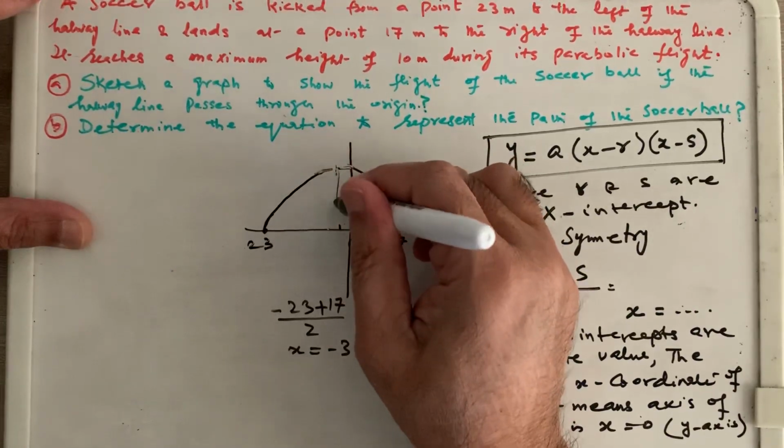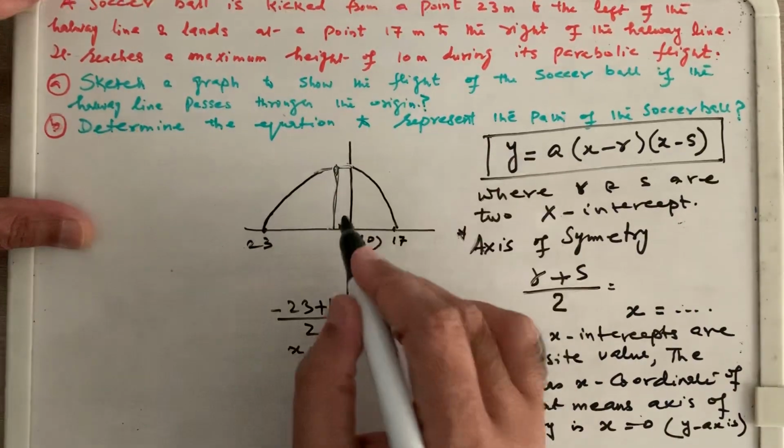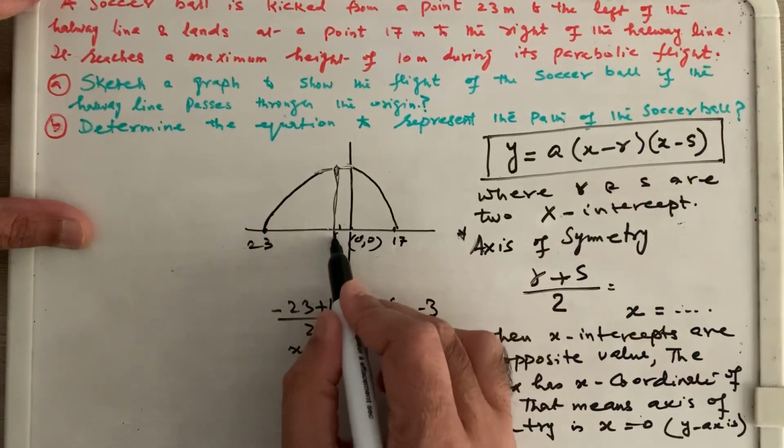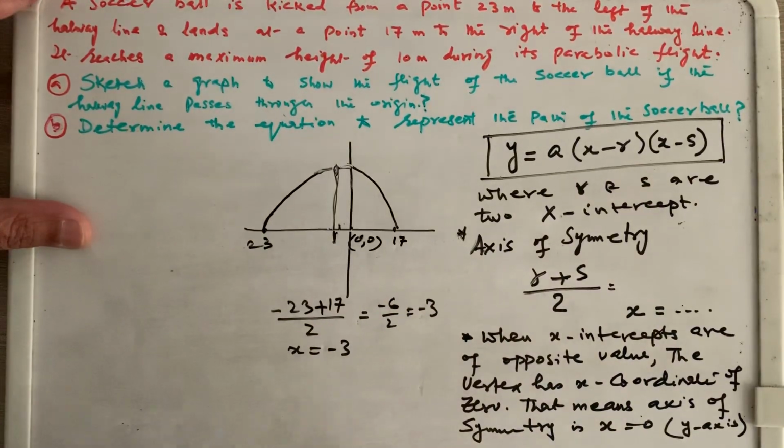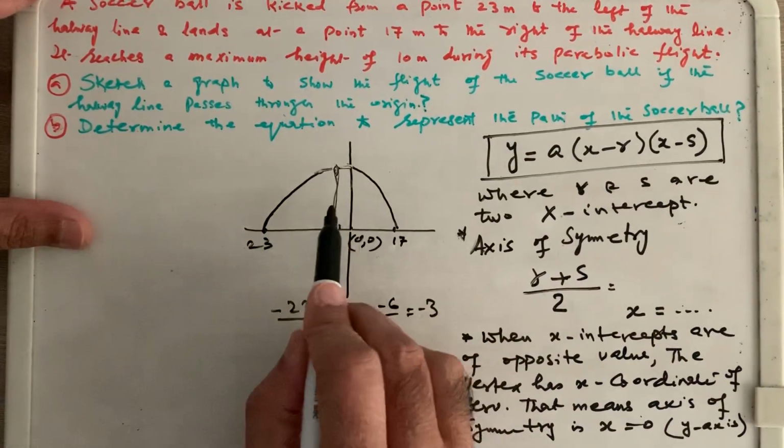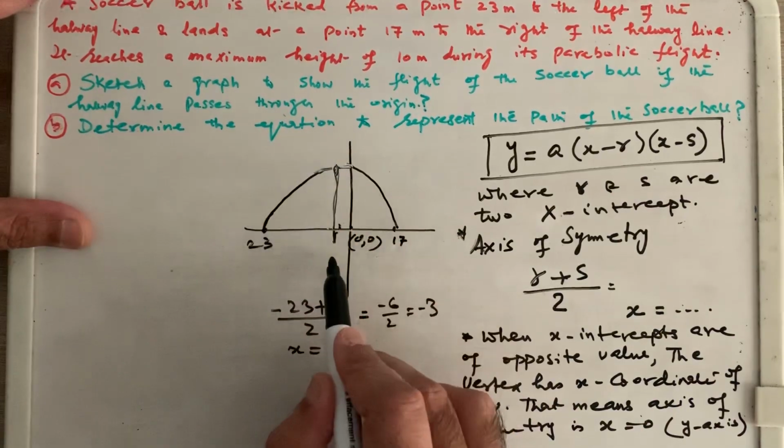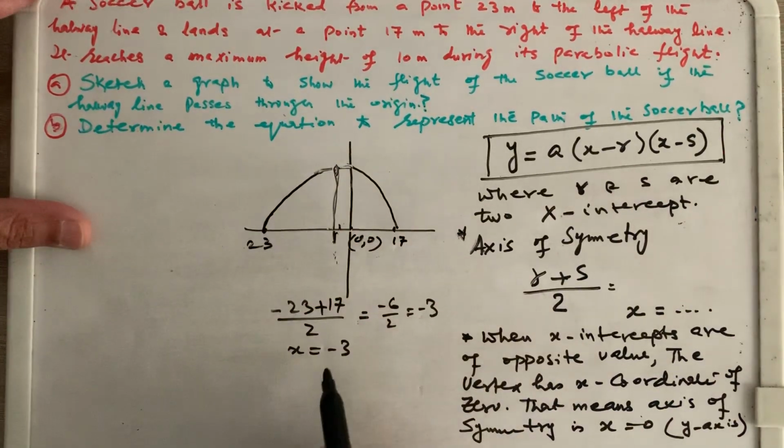Okay, it's a rough graph, right? So this is my minus 3. Now every point of the parabola lies mirror to this axis of symmetry. So I have my axis of symmetry and I draw the parabola.